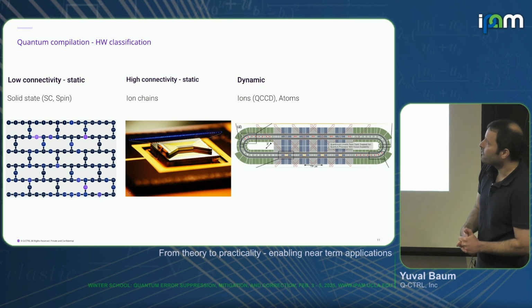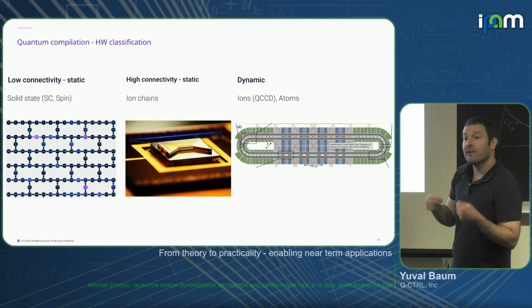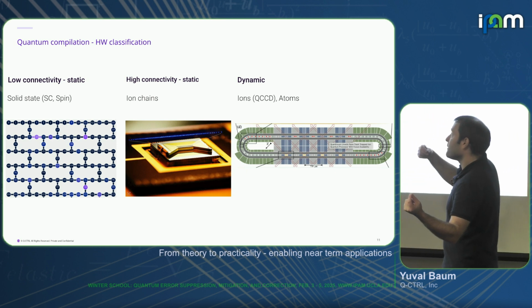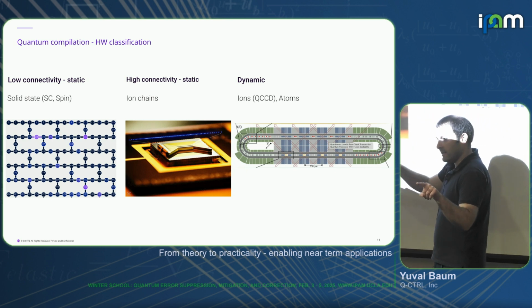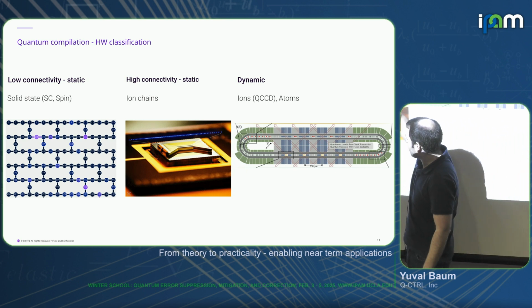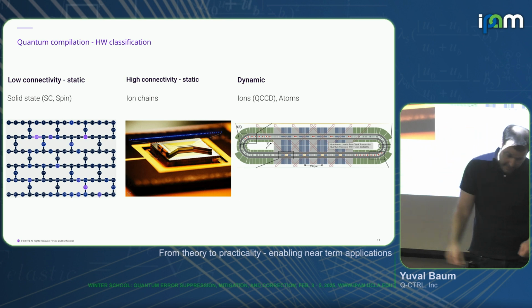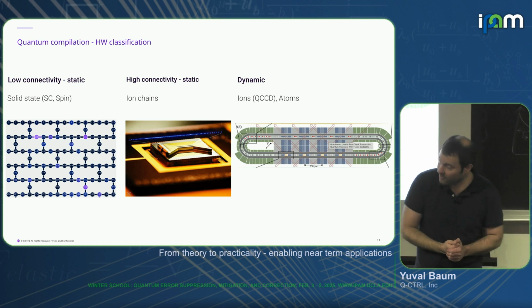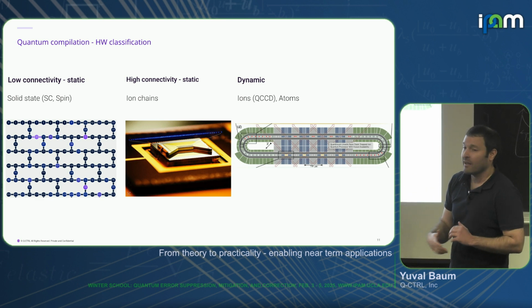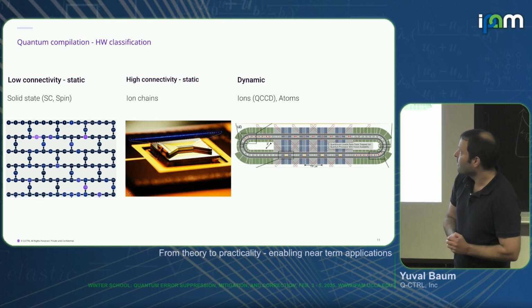Other devices, for example ion chains, are still static. In an ion chain, the ions don't move. But on the other hand, because interaction is mediated by motional modes, you can do non-local operations. So you can, for example, do a direct gate between two ions that are far away. But that, of course, has its own cost, right? Building ion chains and scaling them is extremely challenging.